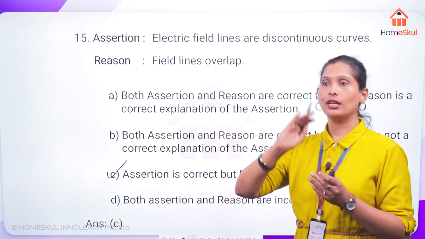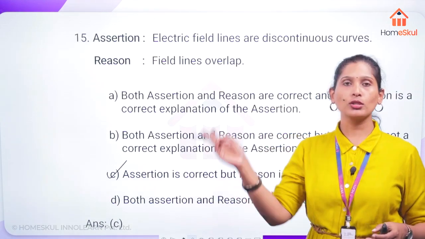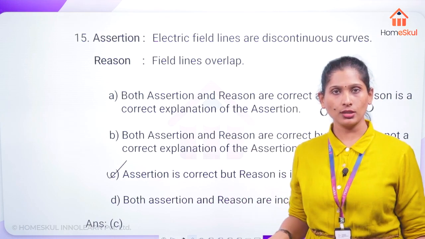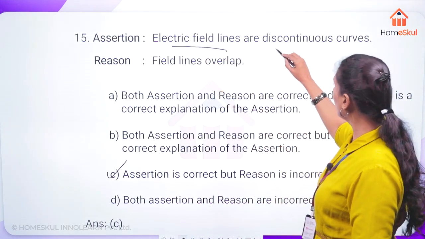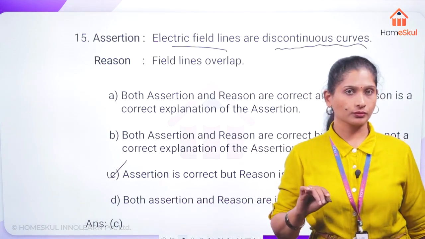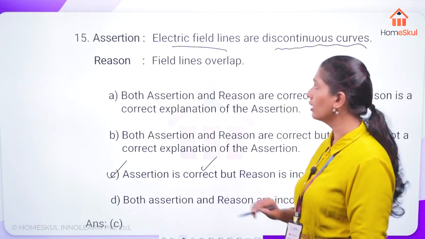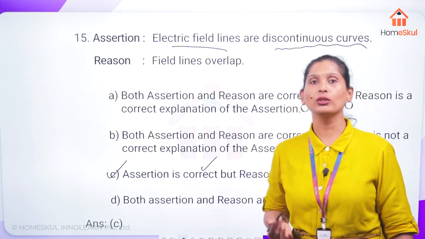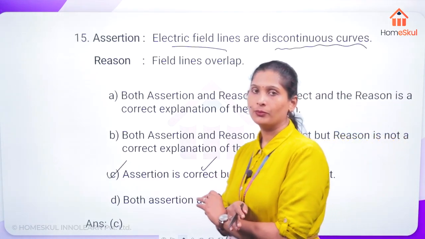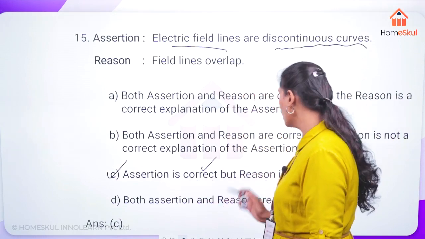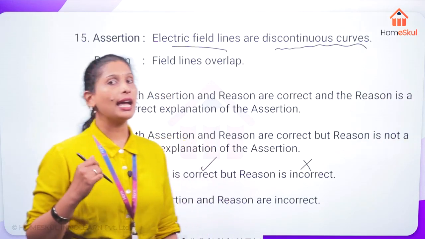For a magnet, inside the magnet the field is from south to north, outside the magnet it is from north to south. It is giving you a closed loop. There is a continuity, a continuous curve. That is all fine. But electric field lines are discontinuous curves, so that statement is correct. The assertion is correct. But for the reason, you yourself know that no two field lines can intersect each other. They can't overlap. So that is not a possible thing. The reason is incorrect, making option C the answer.